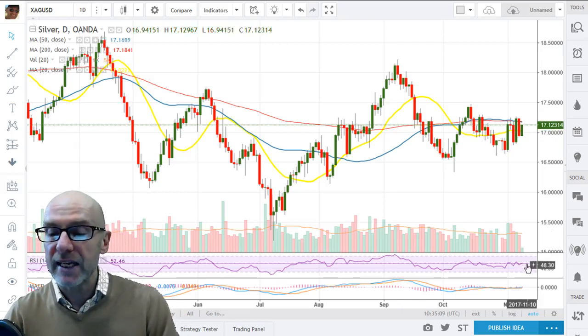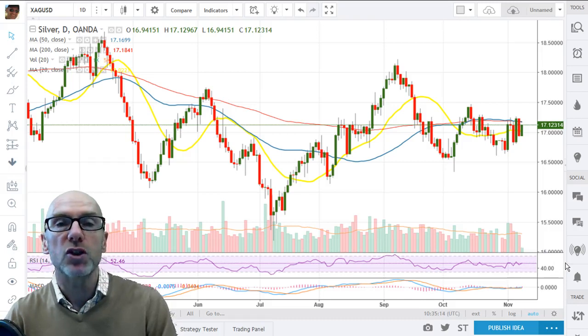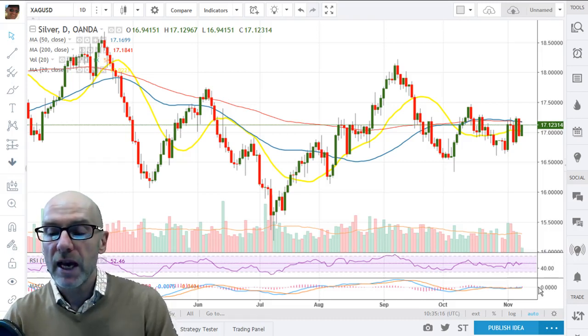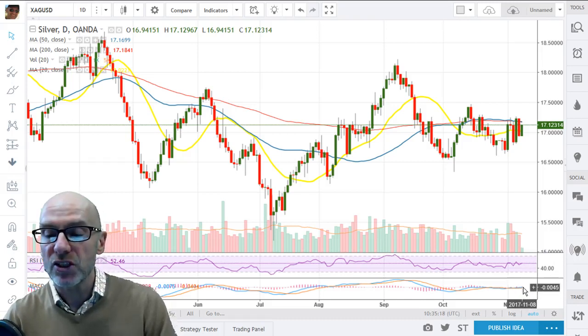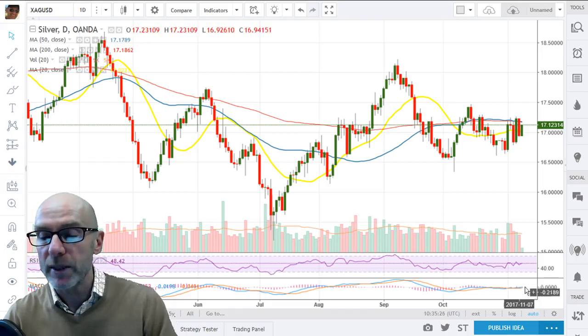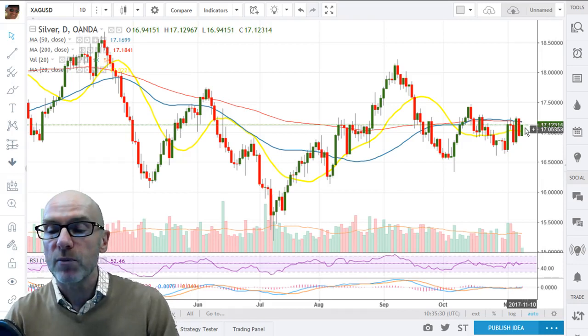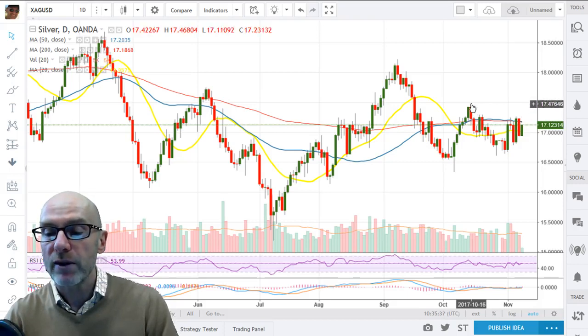Momentum again is sideways. We are marginally above 50 on the RSI, 52.46, and the MACD is actually just ticking upwards above 0. Short term just moved above the longer term, so keep your eye on that. That could be a sign that momentum is returning to the upside. But really we need to break the resistance of the 50 and 200-day moving averages, and then break through the high of the 16th of October, which was seen around 17.45.